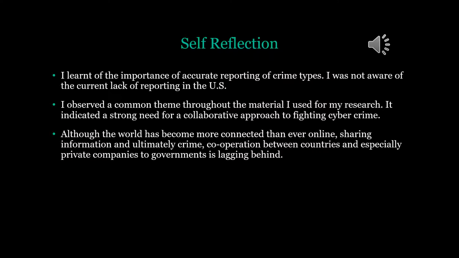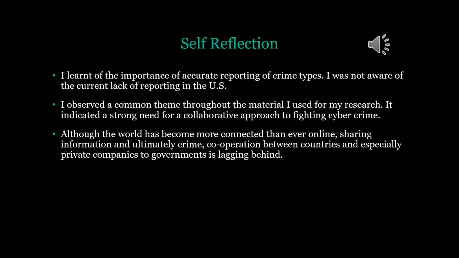So, my self-reflection. When reflecting on my research, I can say that I learned a lot about the importance of accurate reporting of crime types. I certainly was not aware of the current lack of reporting in the United States. That certainly surprised me, to say the least. And that also led me to my recommendations of more recording and intelligence sharing.